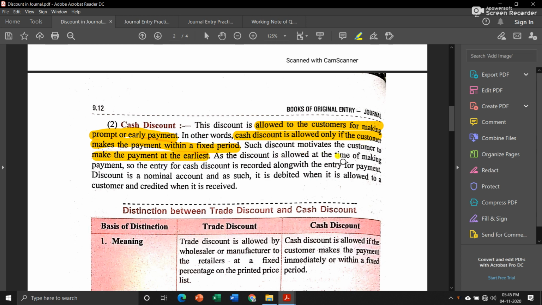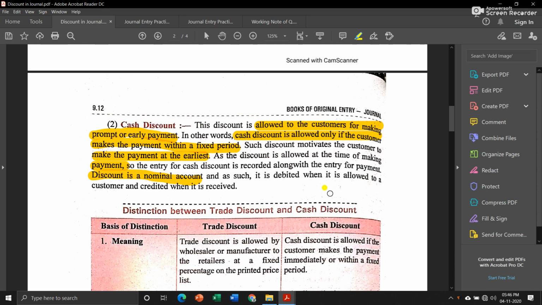As the discount is allowed at the time of making payment, so the entry for cash discount is recorded along with entry for payment. Now, just because this discount is given at the time of payment, it is recorded in book. And remember that discount, it is a nominal account. So when we receive discount, that means it is our income or gain. So according to the nominal accounts rule, we will credit discount received.